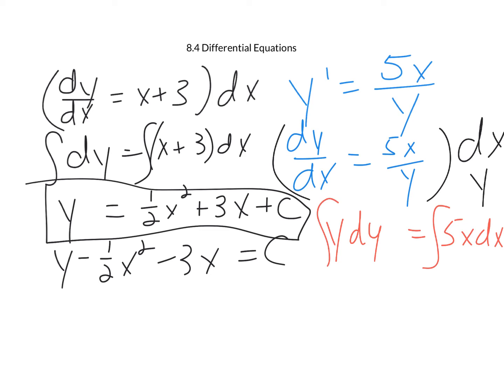We're going to integrate both sides, and you're going to get y squared over 2, or 1/2 y squared, equals 5 over 2 x squared plus c. And then, since it's not strictly y, I'm going to move that 5 over 2 x squared to the other side.